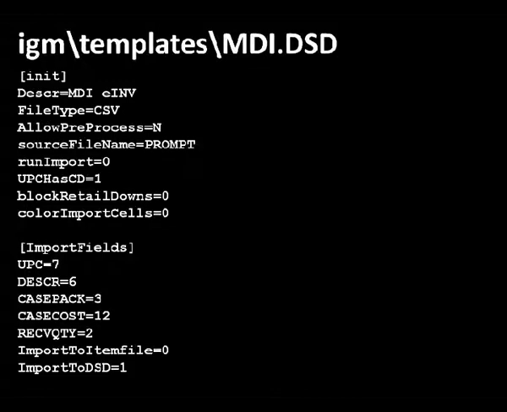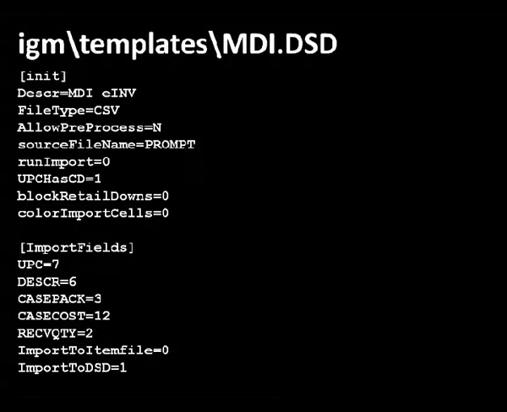So the first section in it is some of the basics of this import. Now we're not going to go through what all these mean. We're just going to hit a couple of them. The first one is it's a file type of CSV. We're going to prompt for the source file name, and the UPC has a check digit. Those are some important things to know. The next section is the import fields. This says where we're going to get the information from.